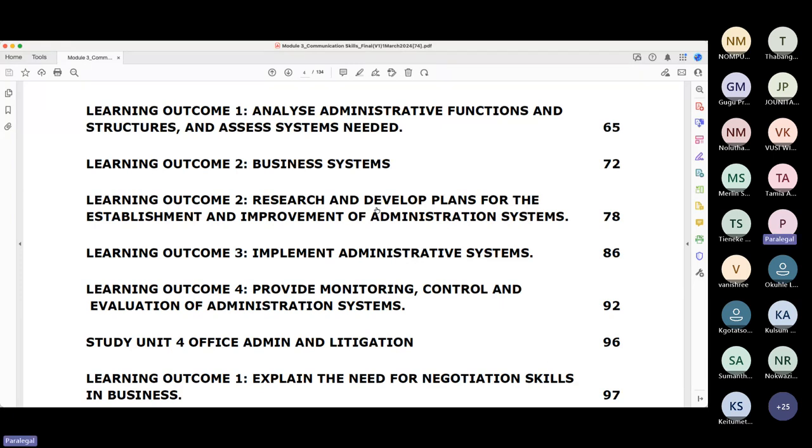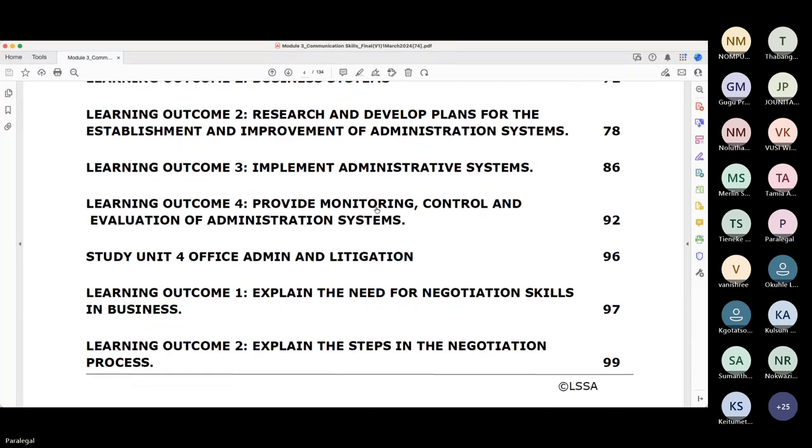Learning outcome 4: provide monitoring, control, and evaluation of administration systems. You see, we do it on Mondays, like I said to you. Have you picked a day? Pick a day in a week and say, on this day, we will check every file and make sure that it's there. And at least there's a fingerprint from somebody in the office. Somebody has touched this file. Otherwise, you would have files that go stale. And the client comes 6 months down the line and says, how far is my case? That's when you're in trouble. Make sure that you attend to these files.